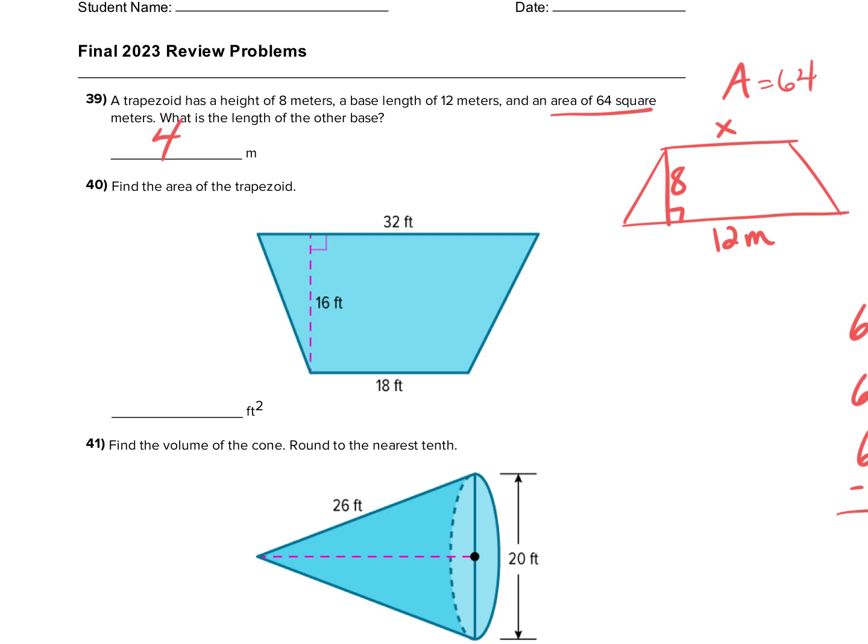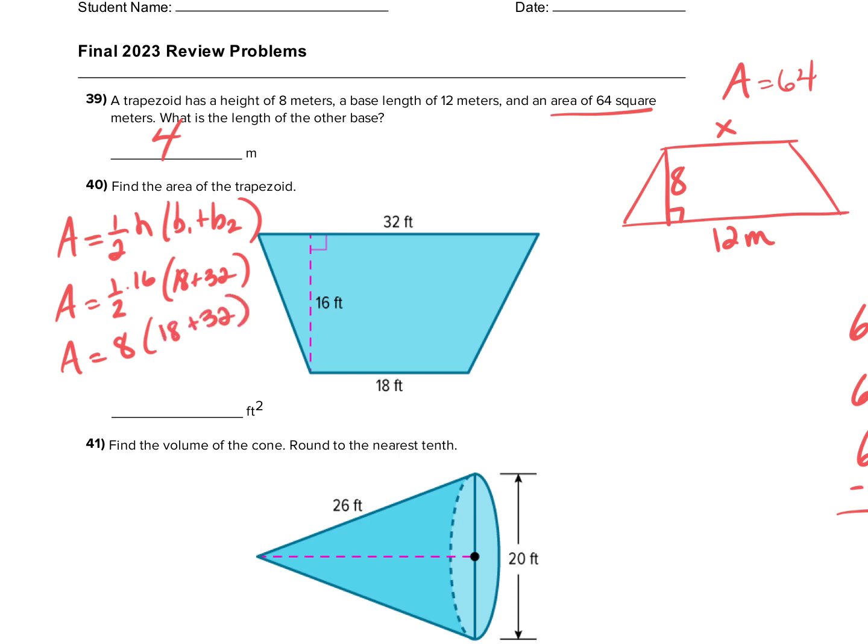Number 40 asks simply for the area of the trapezoid. So we're going to use the same formula: 1/2 of the height times the sum of my two bases. And it's nice when my height is an even number, because I can simply take the half of that before. Okay, and I did 18 plus 32. Because we're adding, I could do 32 plus 18. It doesn't make any difference. But half of 16 is 8.